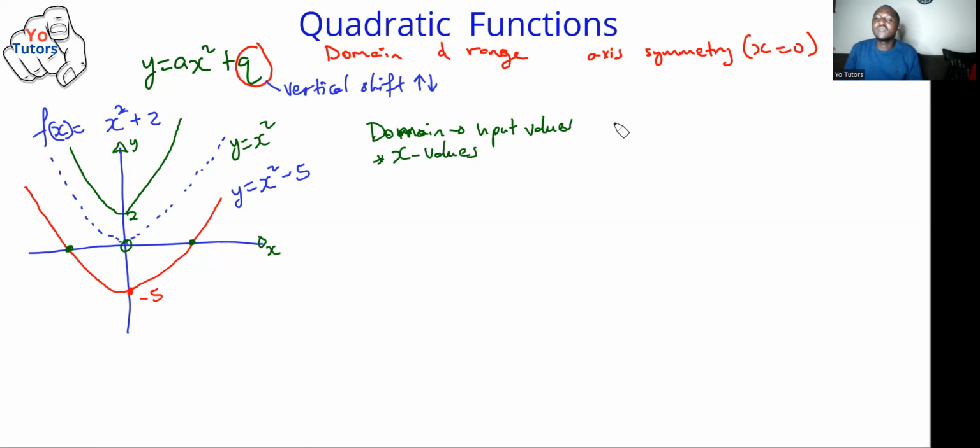What about range? These are output values. So when we're talking of range, we are talking of y values. Values occupied by your graph. Y values occupied by the graph. X values occupied by the graph. Let's say, for example, let's take the graph of y equals x squared.